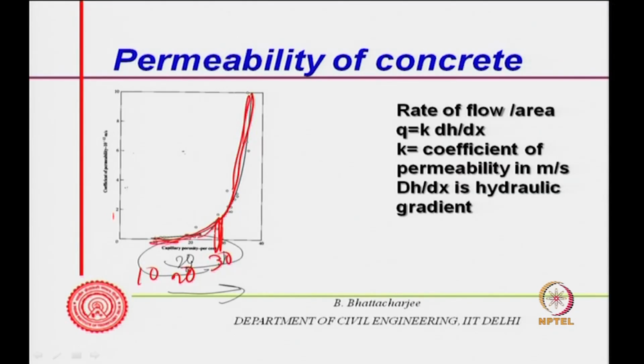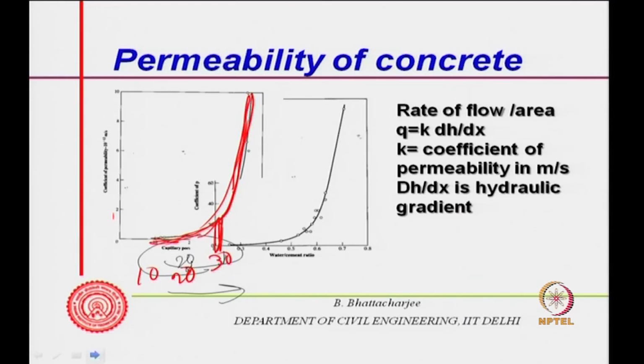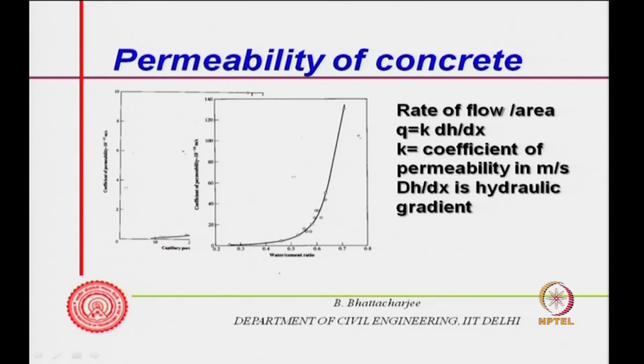Well, when the capillary porosity is large, the interconnectivity of pores is important. But before I come to this, since permeability is related to capillary porosity in this manner, it should be related to water cement ratio in this manner as well. Here the water to cement ratio is 0.5, 0.6 here, 0.4 here, and suddenly it increases. So, it is a function of water cement ratio. As the water cement ratio increases beyond 0.5, it starts increasing exponentially.